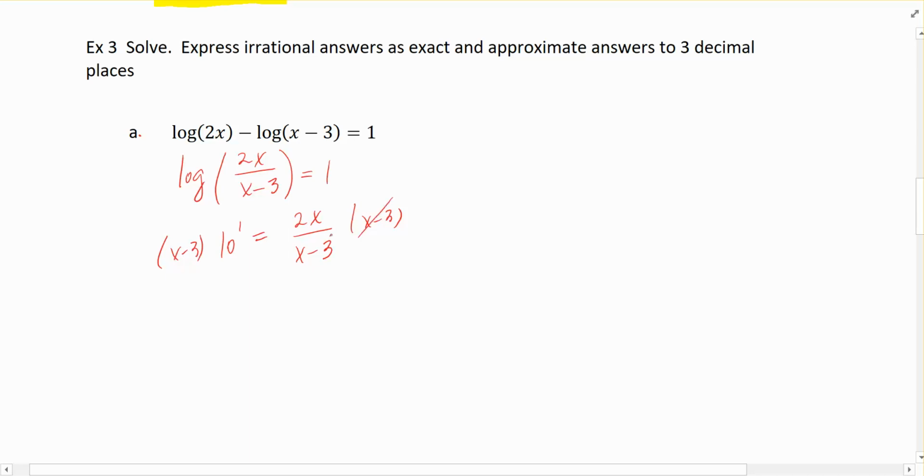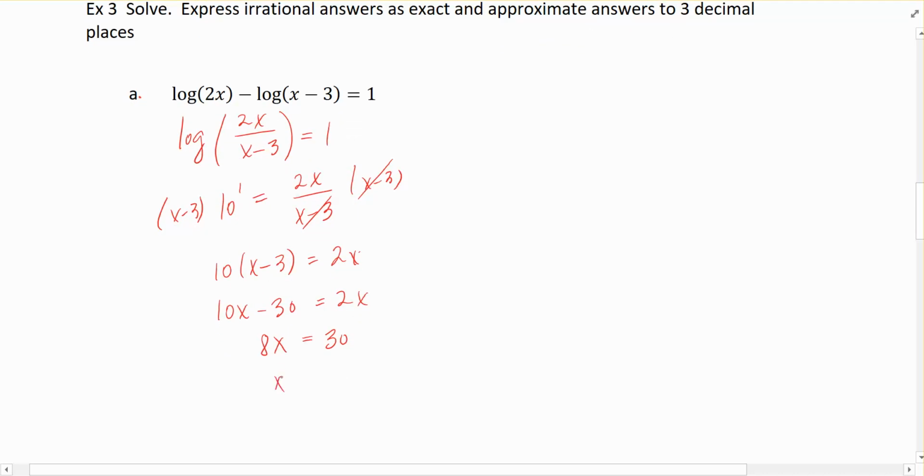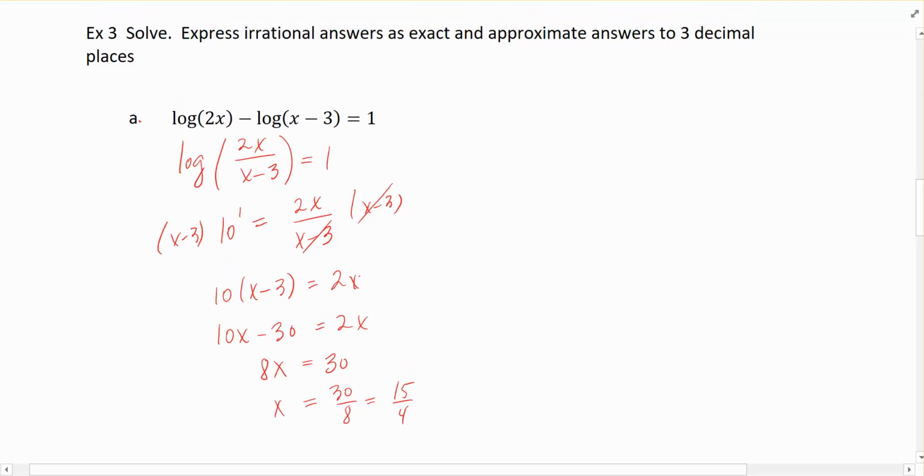that gets rid of the denominator on the right, and I end up with 10 times x minus 3 is equal to 2x. Distribute the 10 to remove the parentheses, and I get 10x minus 30 is equal to 2x. I'm going to subtract 2x to the left to get 8x, and add 30 to the right to get 8x is equal to 30. Divide both sides by 8, and I find that x is equal to 30 over 8, or 15 over 4. And that's the first example for this set.